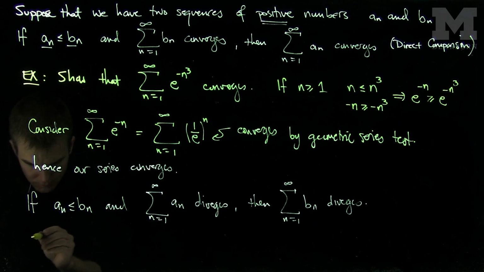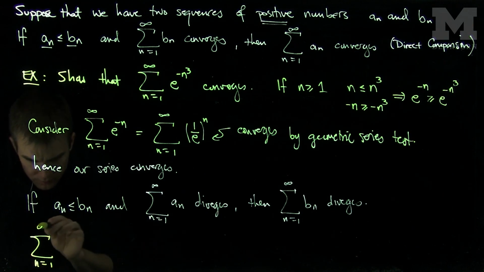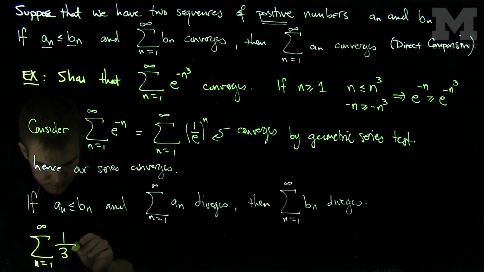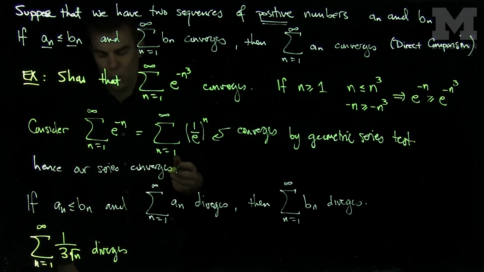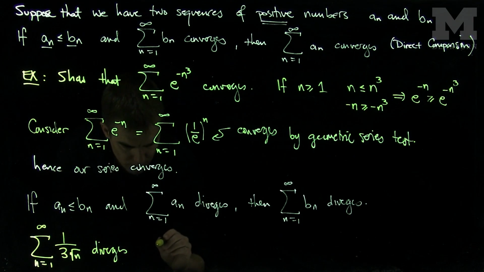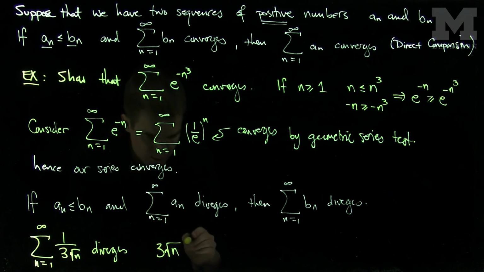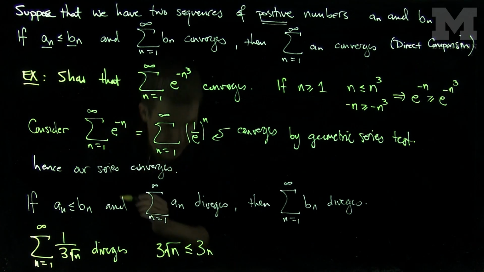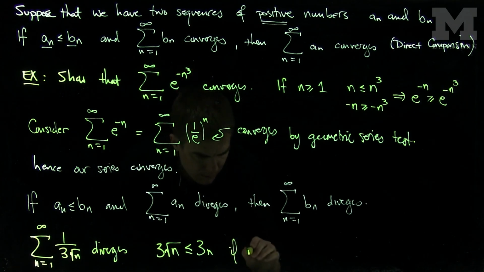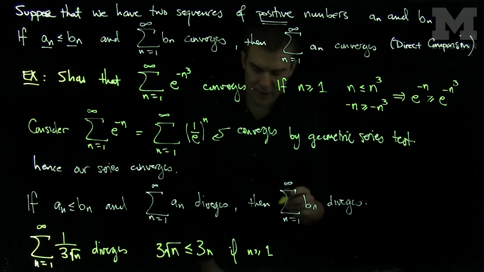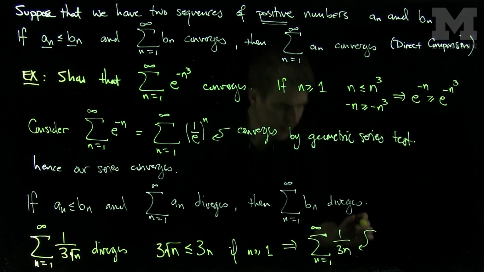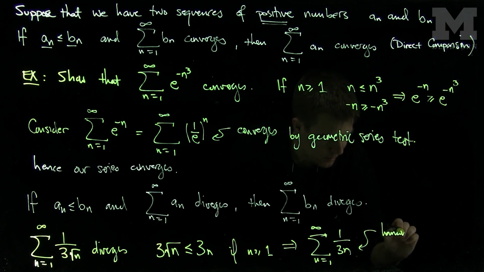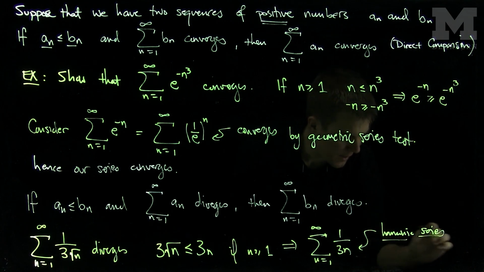If, for example, we wanted to show the sum, n goes from 1 to infinity, of 1 over 3 root n diverges, we could compare this. We could say that 3 root n is less than or equal to 3n if n is bigger than or equal to 1. And taking the reciprocal of this, we can see that we can consider the sum from 1 to infinity of 1 over 3n. And this is a harmonic series. And this harmonic series we know will diverge.